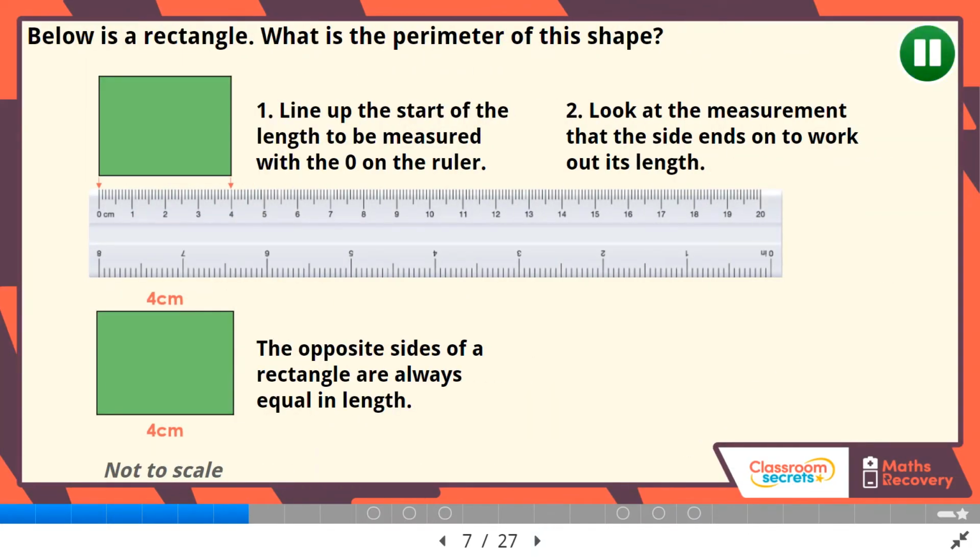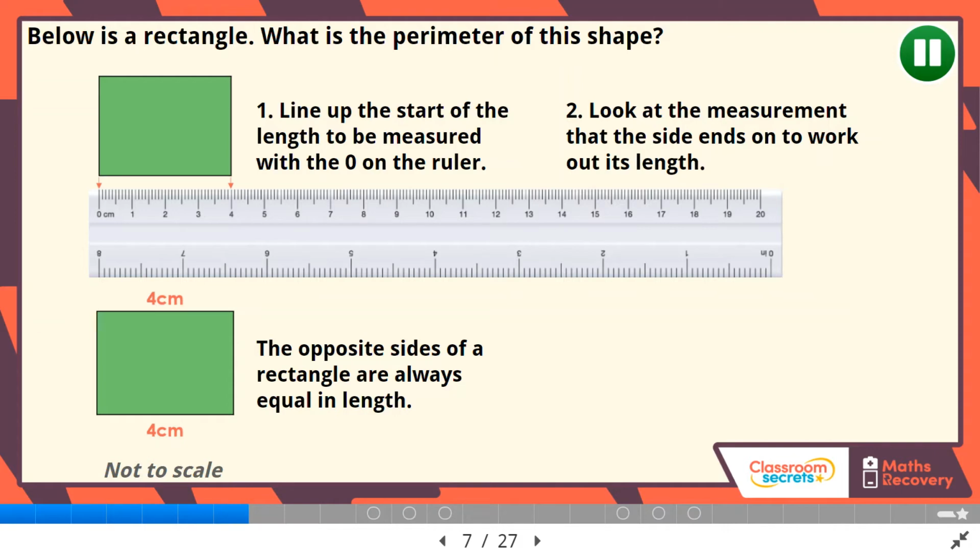Below is a rectangle. What is the perimeter of this shape? We are going to use our ruler to work out the length of each side of the rectangle. Let's start by measuring the length of the longest side. We need to place our ruler alongside the length we are going to measure. Remember, we must line up the start of the length we are measuring with the 0.